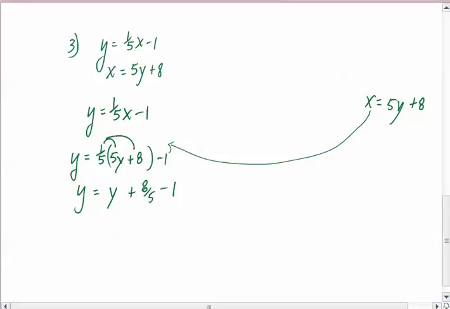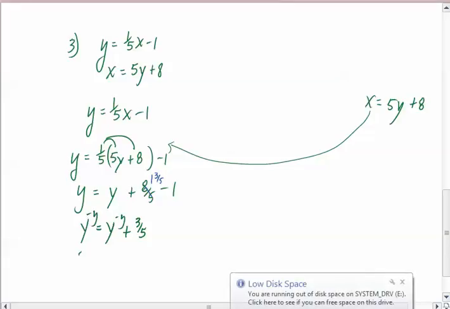Okay, here we go. Y is equal to, I'm going to distribute, and I get Y plus 8/5 minus 1. Okay, well I know that 8/5 is the very same thing as, what is that, 1 3/5? Okay, so 1 3/5 minus 1 is just 3/5. So I'm going to clean this up, and I have Y is equal to Y plus 3/5. Get the Y's in the same spot, and look what happens. Whoa.